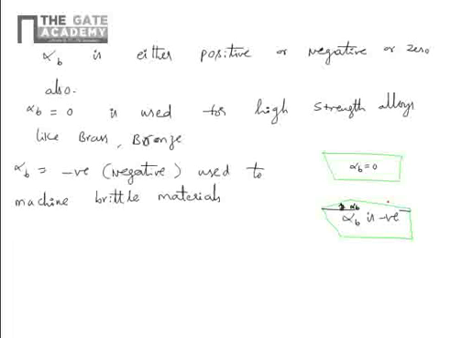Alpha B is positive when used for normal cutting operation. So positive alpha B looks like the initial diagram. This is positive alpha B.